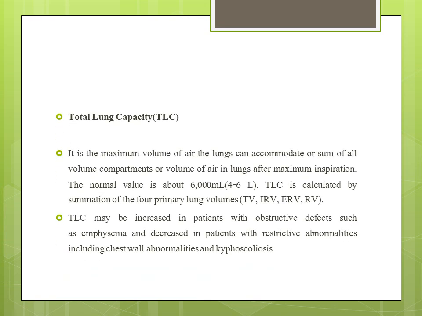Total lung capacity is calculated by summation of the 4 primary lung volumes. Those are the TV, tidal volume, IRV, inspiratory reserve volume, ERV, expiratory reserve volume, and the residual volume. Your total lung capacity may be increased in patients with obstructive defects such as emphysema, and decreased in patients with restrictive abnormalities, including chest wall abnormalities and kyphoscoliosis. So yes, in this image we have a clear picture of the capacities and the volumes.